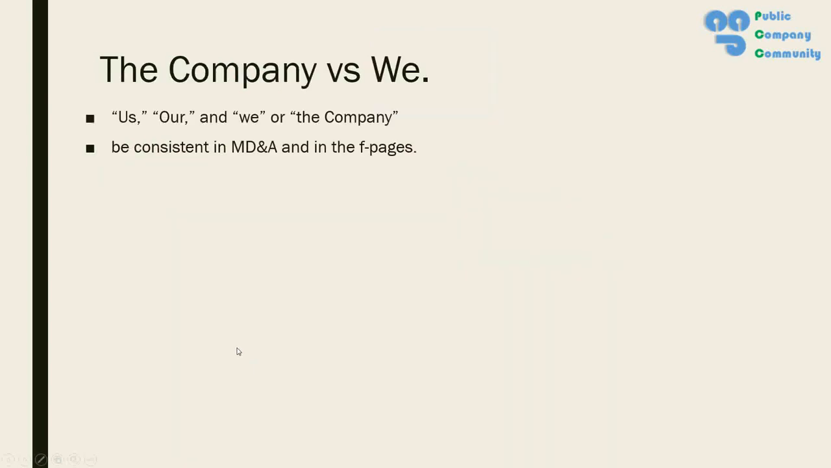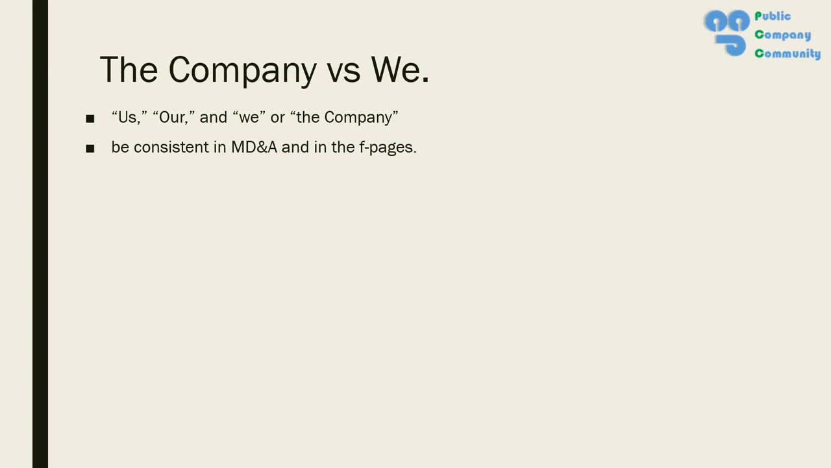Now, this one is very, very common in virtually all SEC filings, and that is the use of either us or we, and we meaning first person. So we, us, our, that would be as compared to saying the company. And both of these are acceptable in SEC writing, but you need to be consistent. For example, in the MD&A pages, if you start saying us or our or we, then you need to be consistent and only use the first person in the MD&A section.